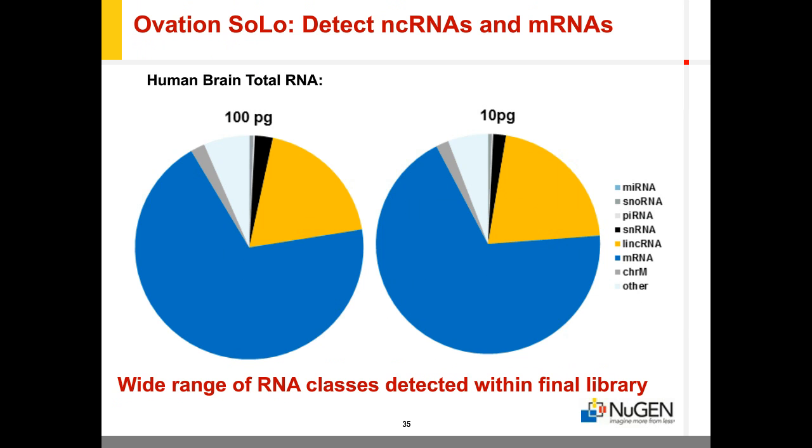To further measure the ability of Solo to detect transcription across the genome, we performed an analysis of all RNA classes detected in final libraries generated from 2 input levels, 100 picograms and 10 picograms, from human brain total RNA. While a majority did map to known mRNA sequences, a substantial portion of detected RNAs fall into the class of linked RNAs, which are beginning to be studied in cancer and other diseases and have been shown to perform regulatory functions within the cell. Various other non-coding RNA classes were detected as well, highlighting the utility of Solo in gaining a complete representation of the transcriptome and maximizing the information gained from a user's sequencing experiments.